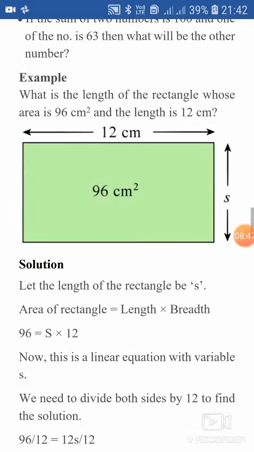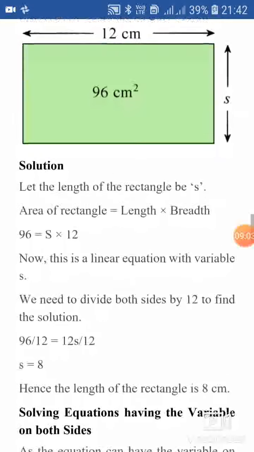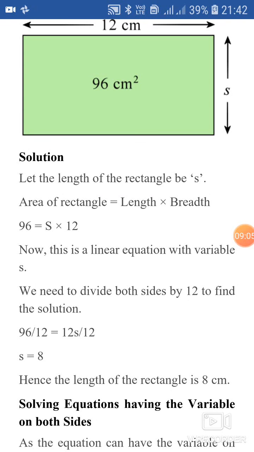Now first example is, if the area of the rectangle is 96 centimeter square and length is 12 centimeter, we have to find the breadth. Now let the breadth of the rectangle be S and the area of the rectangle will be length into breadth. So 96 equals S into 12. Now 12 is multiplied with the variable, it will go to the other side and it will be divide. So 96 upon 12 is equal to 8.